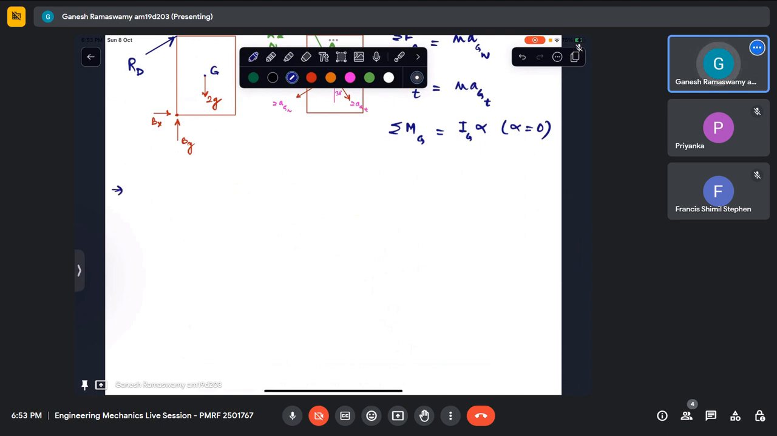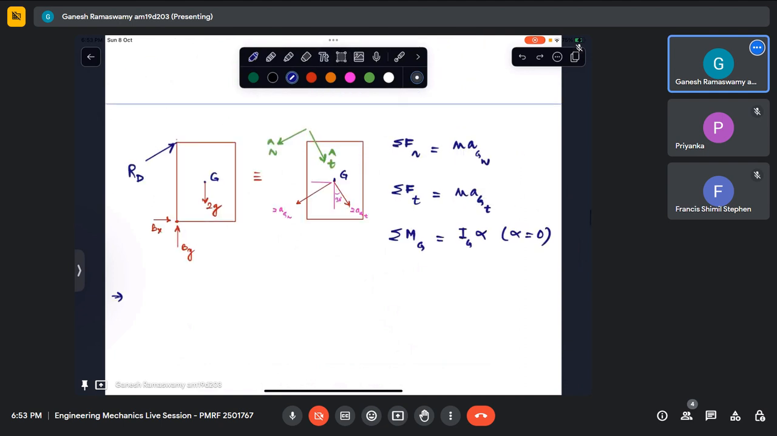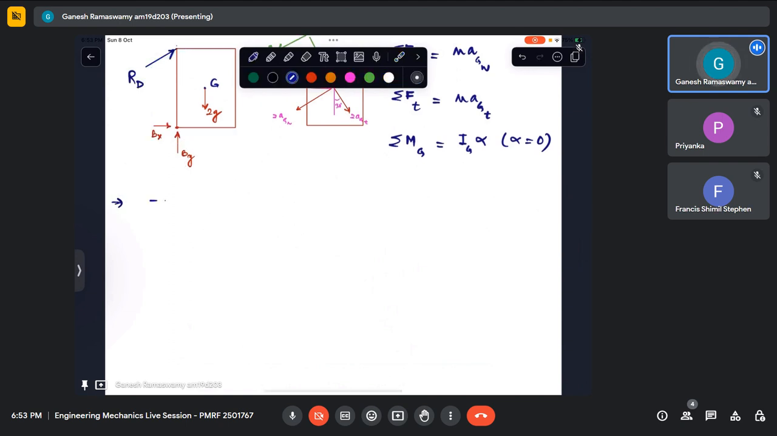So let me apply that, in which case I know that I will get minus. Please note this is my positive n. So this is minus R_D. And then I have my force. This will have a component in this direction. What will that be? So this is 30, so this is cos 30. So minus Bx cos 30 minus By sin 30.